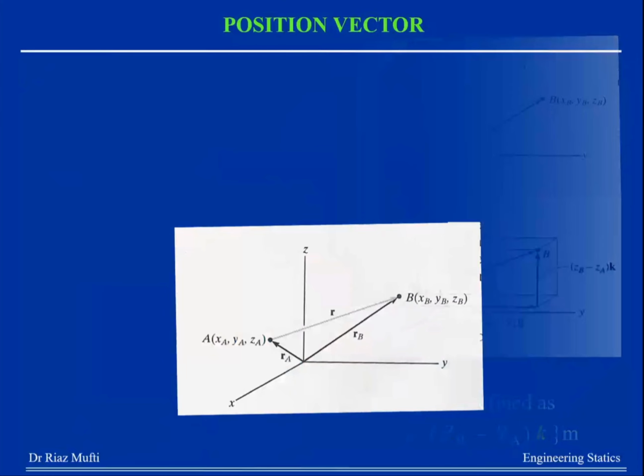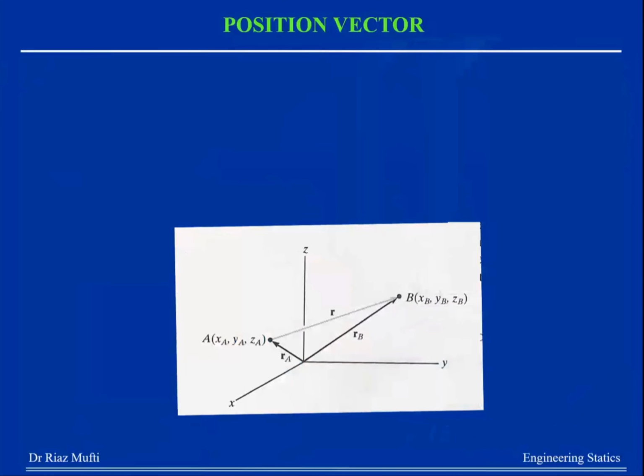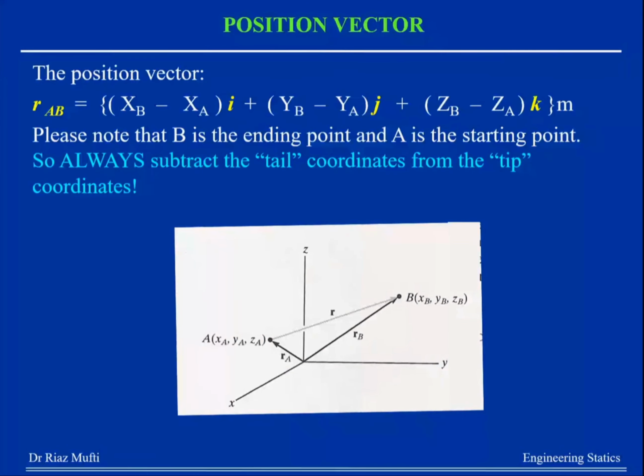So as it says here, remember this. Please note that B is the ending point and A is the starting point. So always subtract the tail coordinates from the tip. So r AB means B minus A.